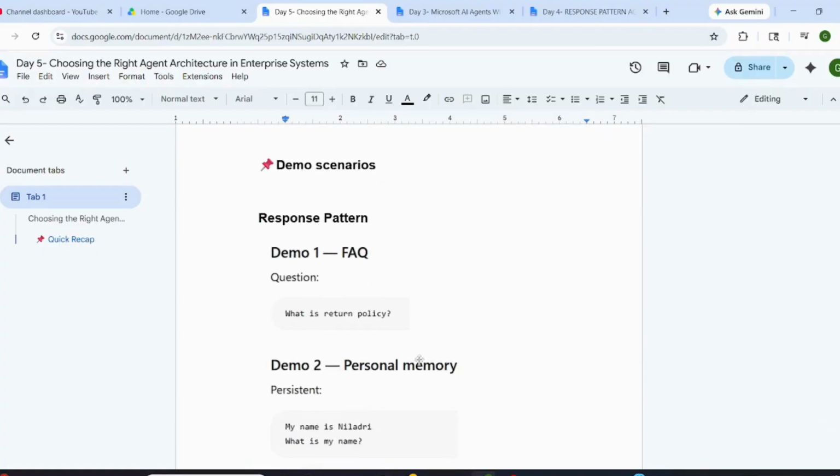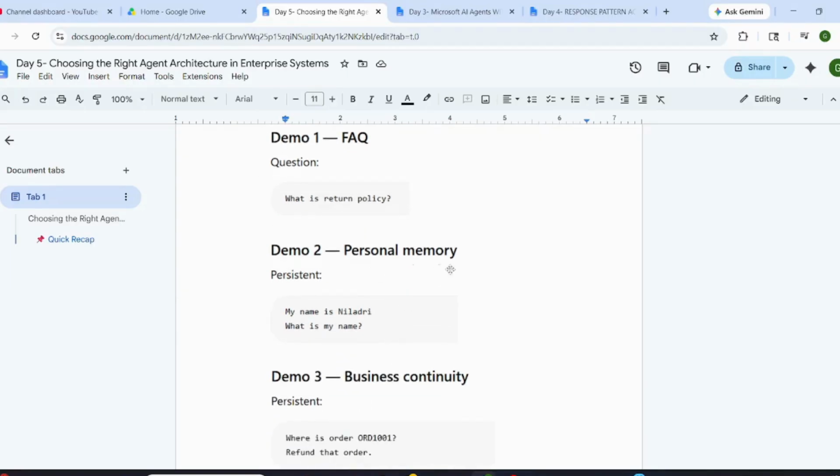For the demo scenario, we will just show what the return policy is, and it will give you the data. With persistent memory, it will remember the data. But if it is non-persistent, it will again ask what your name is.